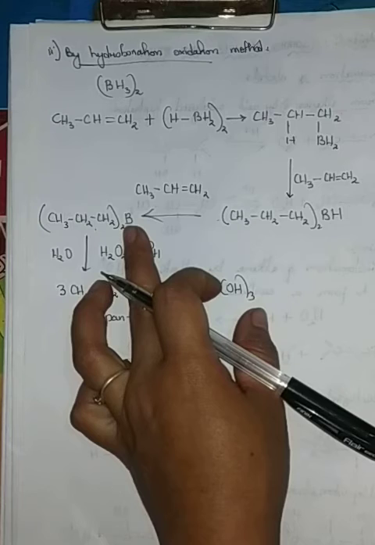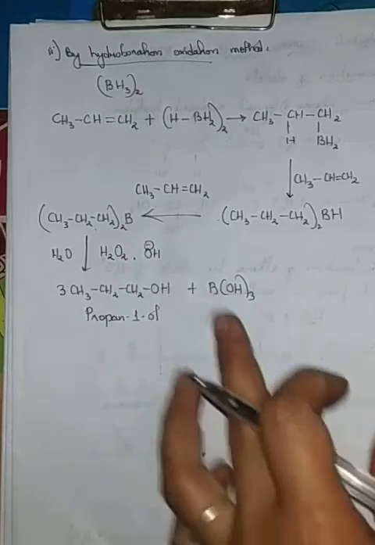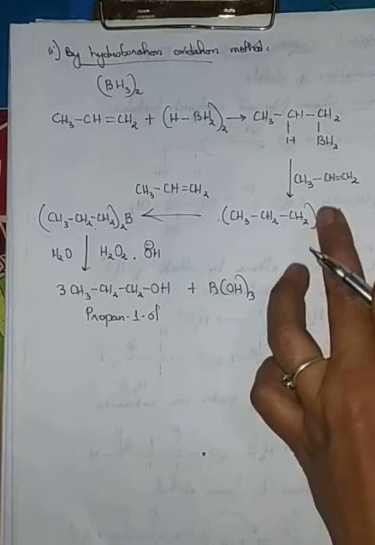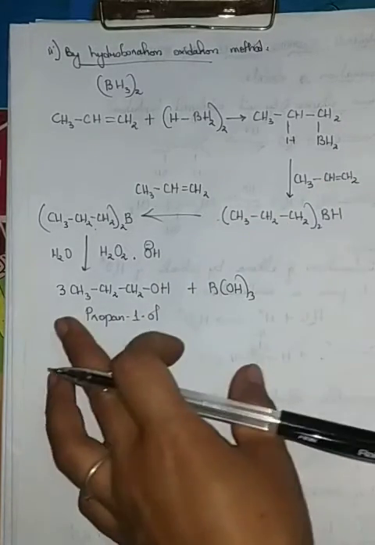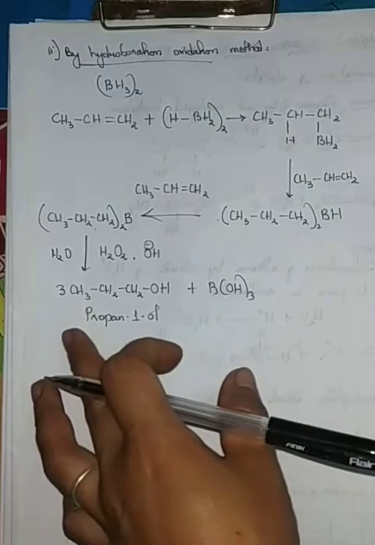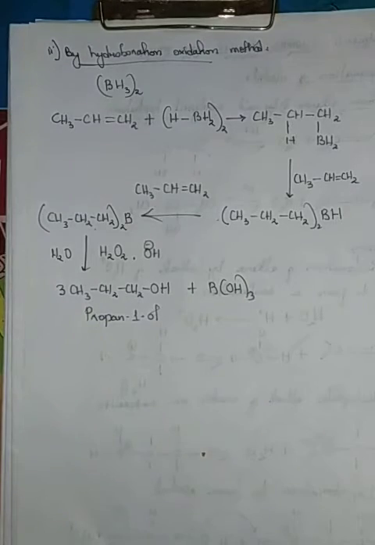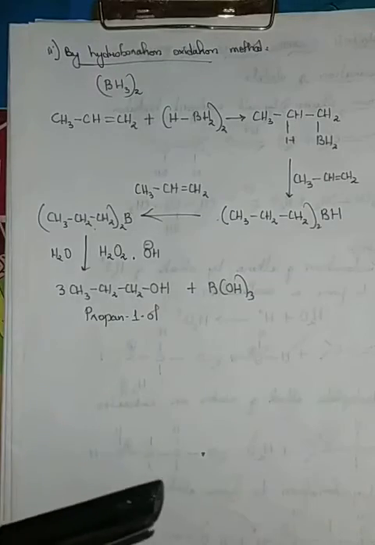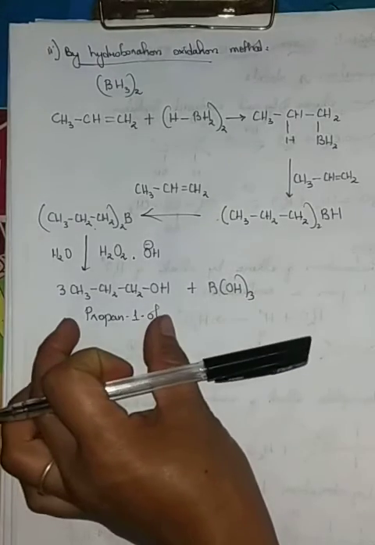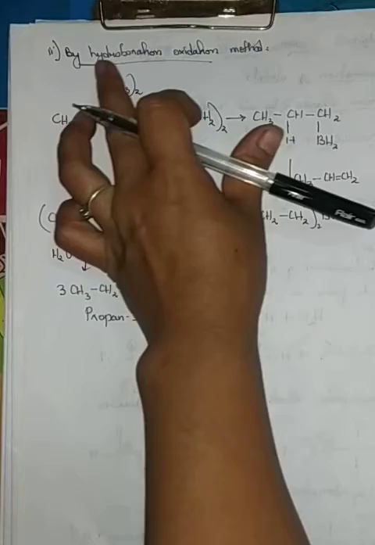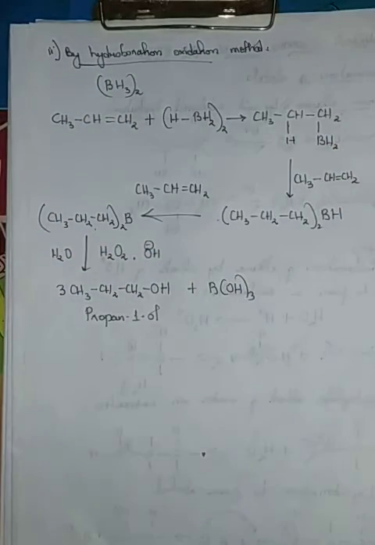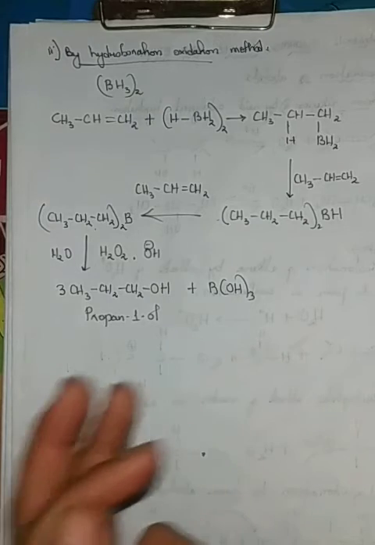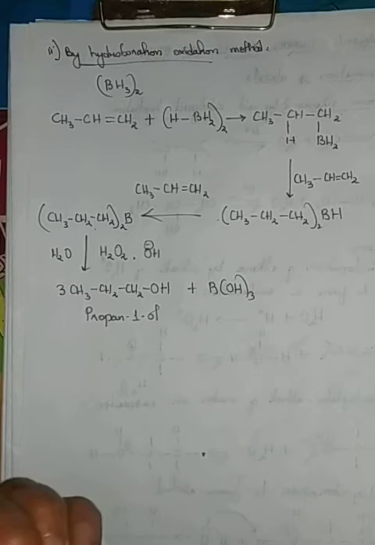Now the addition of boron to the double bond takes place in such a manner that the boron atom gets attached to the sp3 hybridized carbon atom having the greater number of hydrogen atoms. Thus the alcohol so formed looks as if it has been formed by the addition of water to the alkene in a way which is quite opposite to Markovnikov's rule. Thus, in the hydroboration-oxidation method, the alcohol is obtained in excellent yield.